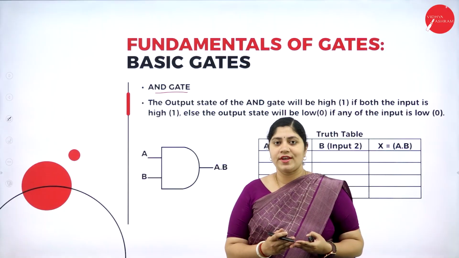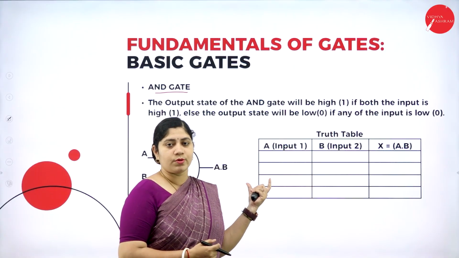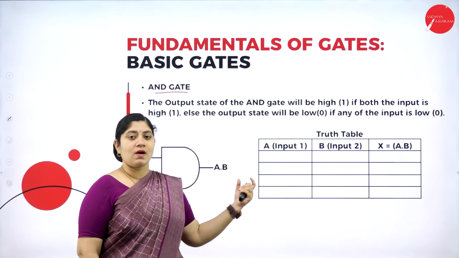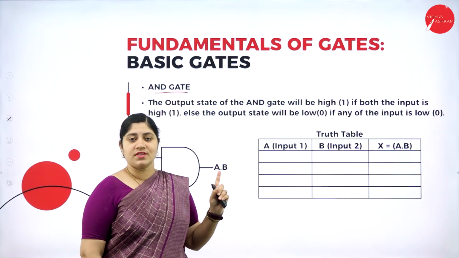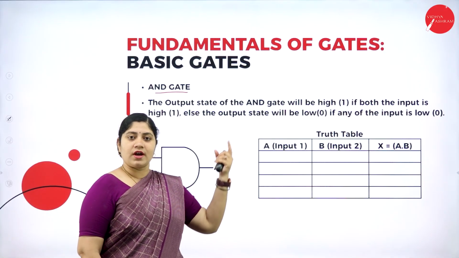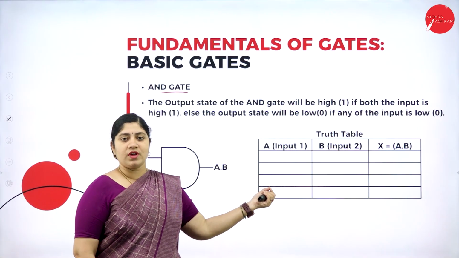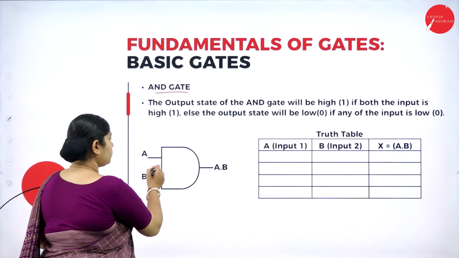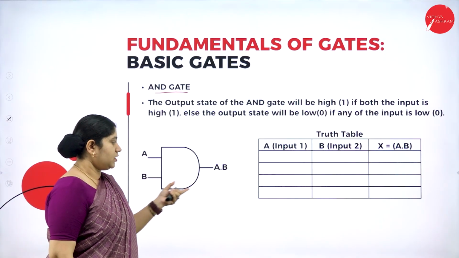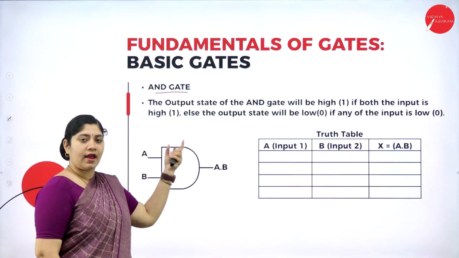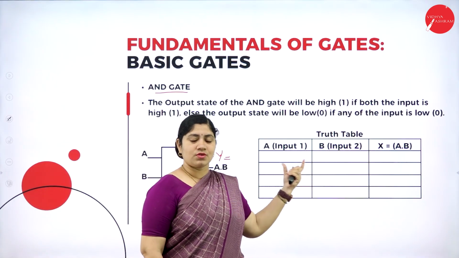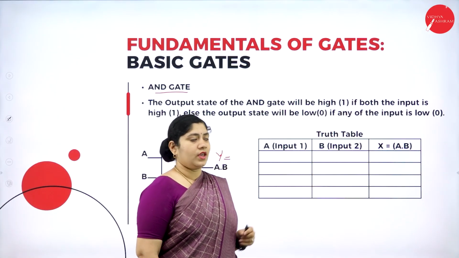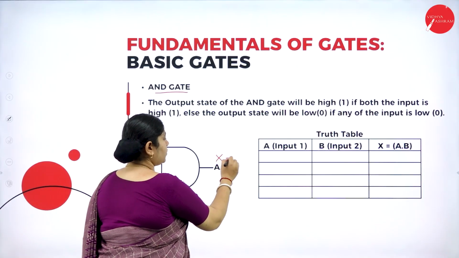Here in the AND gate, we will have two inputs and one output. The output will be high only in one condition: whenever the inputs are high, only at that time the output will also be high. Let's see a small logic diagram for this. We have two inputs A and B, and this is the symbol or logic diagram for our AND gate. We have two inputs, A and B, and output X. This output X is equal to A into B.